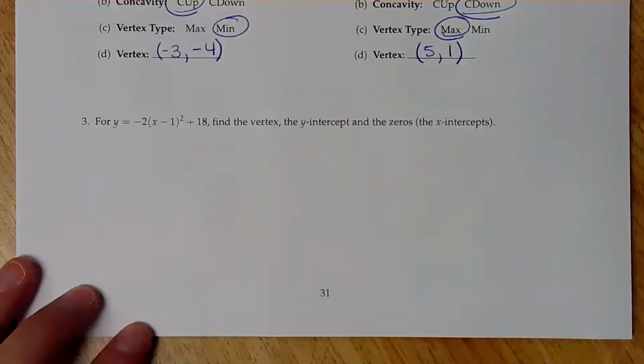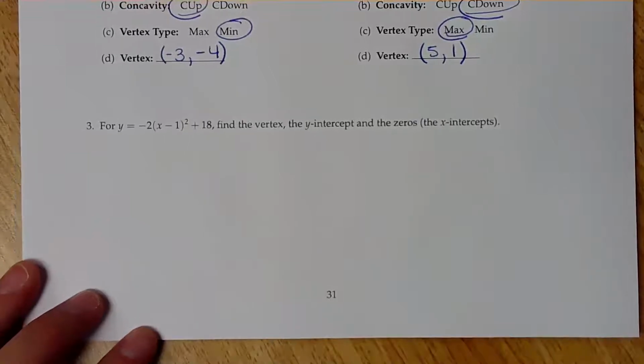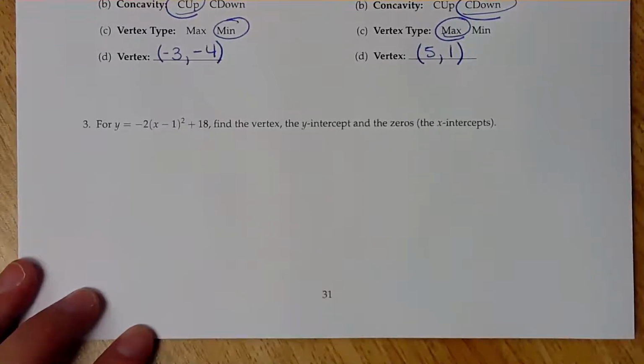All right, so let's look at another example with the equation here. y is equal to -2 times the quantity (x minus 1) squared plus 18. And we're going to find the vertex, the y-intercept, and the zeros. Remember, those zeros are our x-intercepts. With that, and the information that we know that this is going to open down, our vertex is a max, and a couple of points that we're going to find here, we should be able to make a pretty good graph of this actually, which is cool.